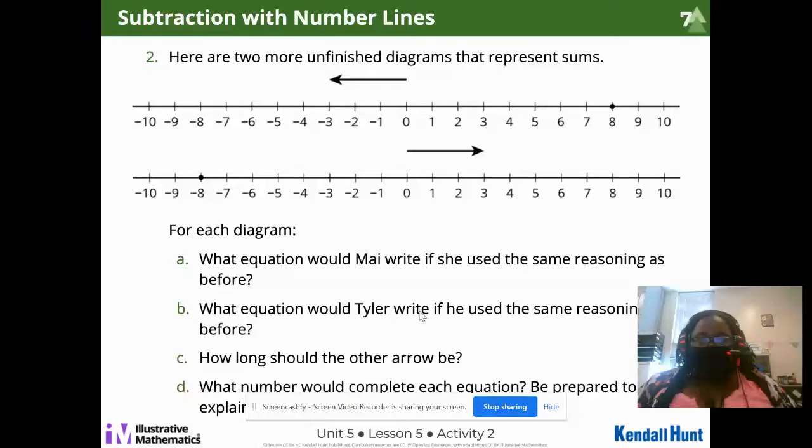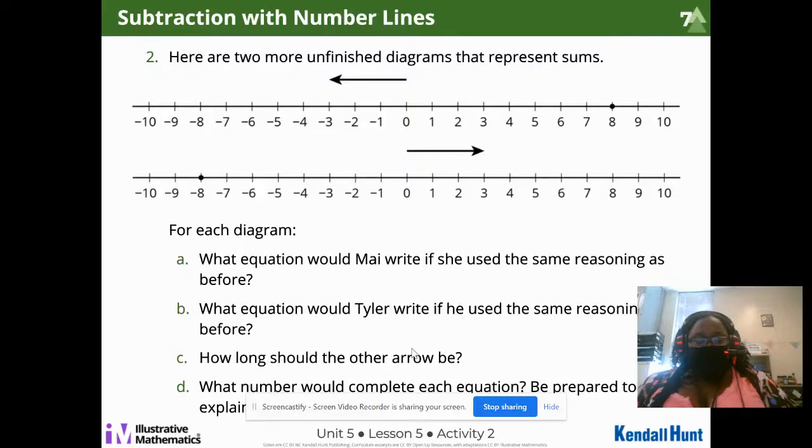The next one asks you, what would Tyler write if he used the same reasoning that he used before? And how long should the other arrows be, which is, again, trying to figure out the distance. If I stopped at negative 3, I'm trying to get to 8. And this one I stopped at positive 3, I'm trying to get to negative 8.